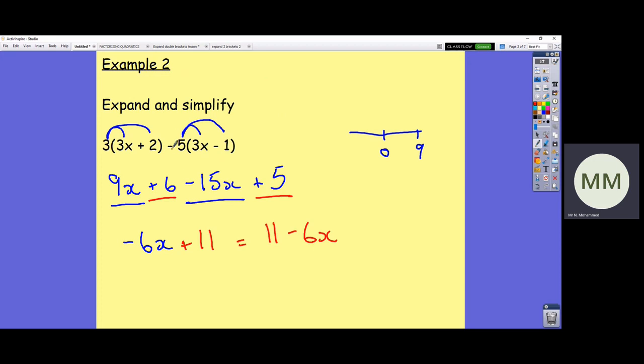So this one, you just have to be careful with the negative. So you've got a negative there. When you're multiplying, apply the negative to the number outside the bracket, and when you multiply it by a positive, it'll give you a negative answer. When you multiply it by a negative, it'll give you a positive answer. So just be careful with that.